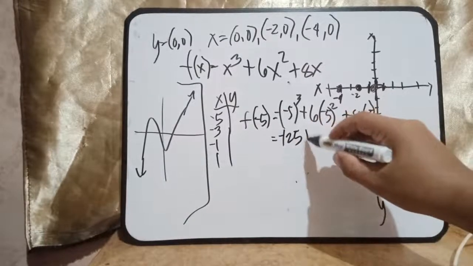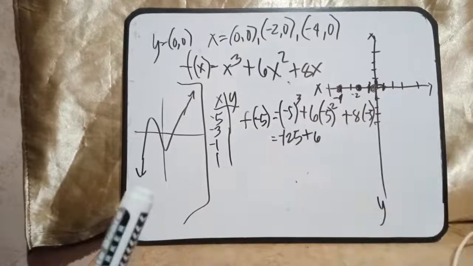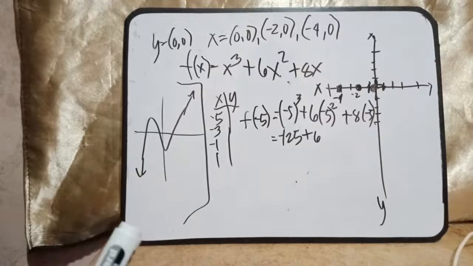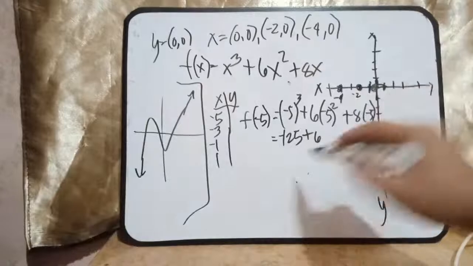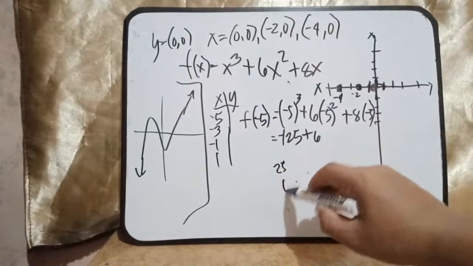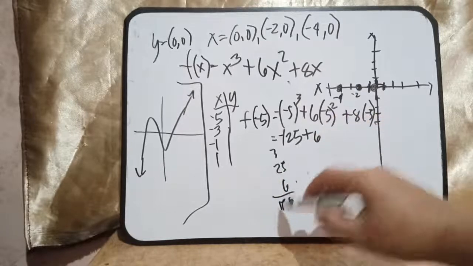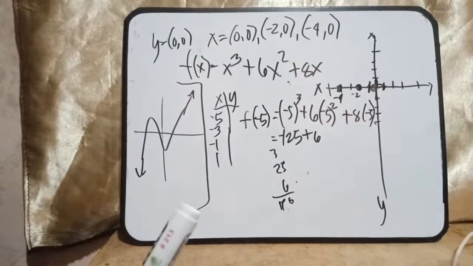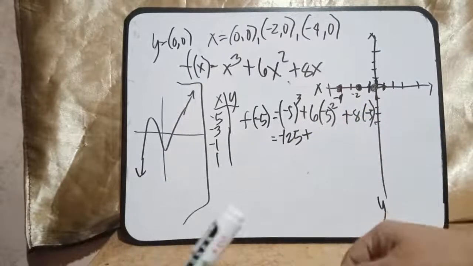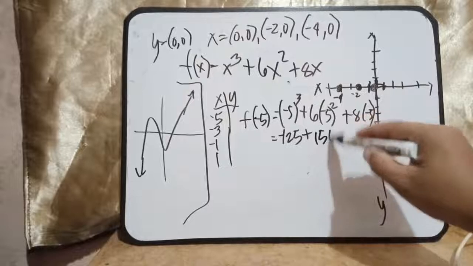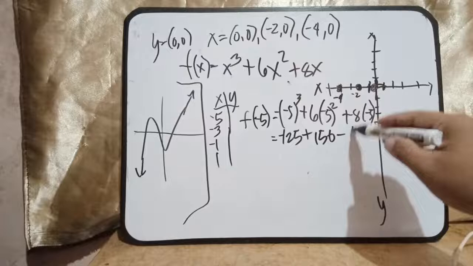Okay, so plus 6 times 25. 25 times 6, that is 150. Okay, that's 150. Wala tayong calculator nito. Yan, that's 150. And then 8 times negative 5, that's negative 40.